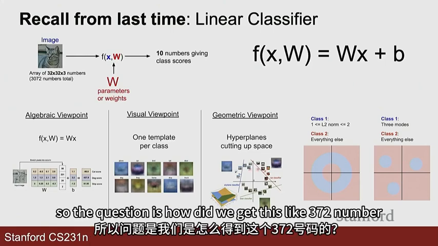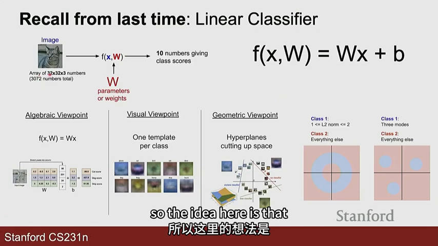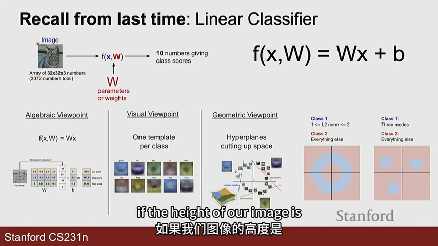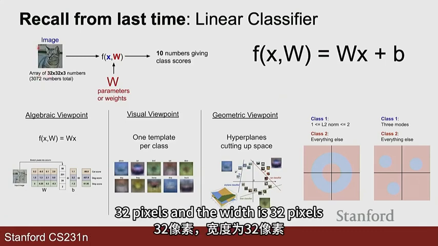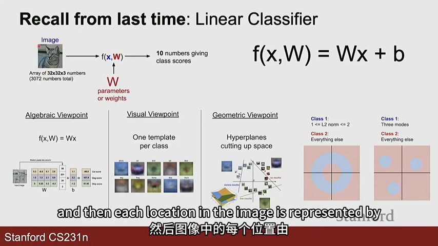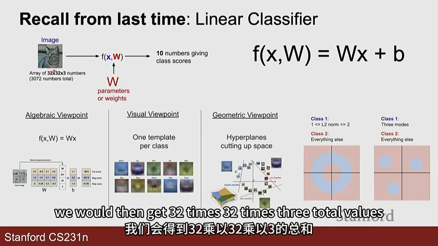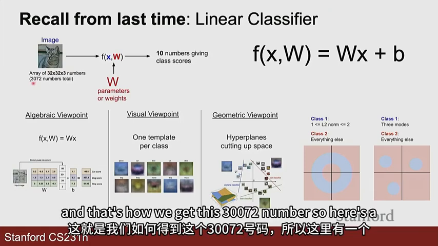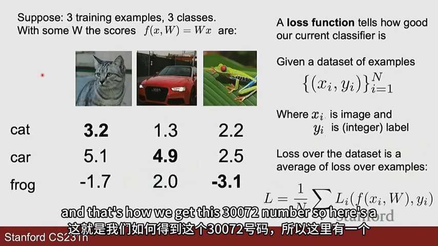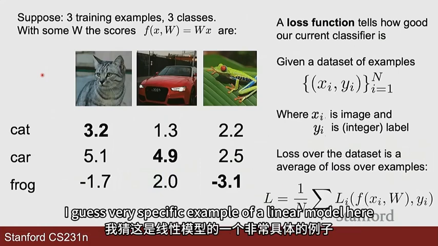Yeah, so the question is, how did we get this 3072 number? The idea here is that if the height of our image is 32 pixels and the width is 32 pixels, and each location in the image is represented by 3 values, the red, green, and blue pixel intensities, we would then get 32 times 32 times 3 total values to represent the entire image, and that's how we get this 3072 number.